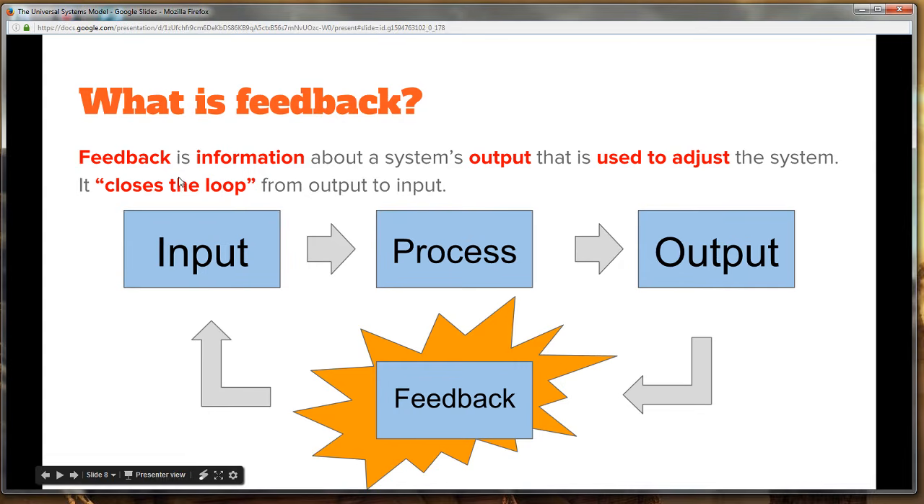What is feedback? Feedback is information about a system's output that is used to adjust the system. It closes the loop from output to input. So here we have the universal systems model, and the feedback part of the loop is what closes it. And feedback is used to make adjustments to the process.